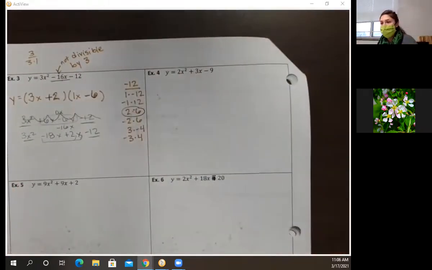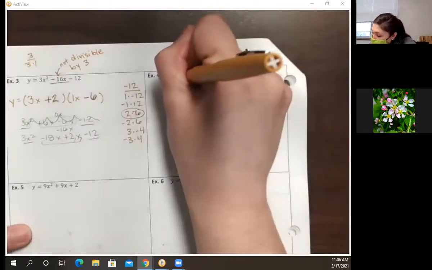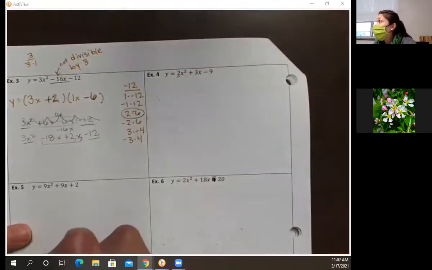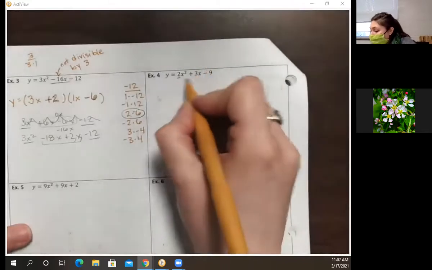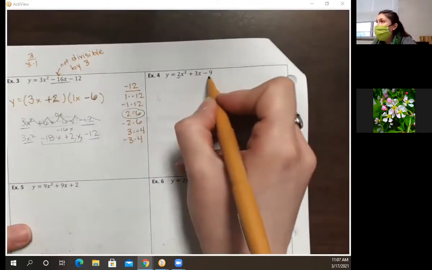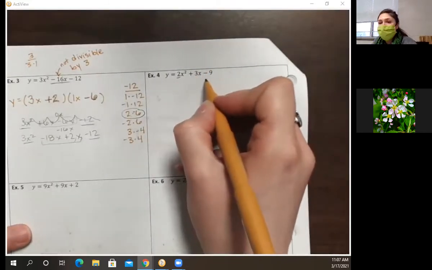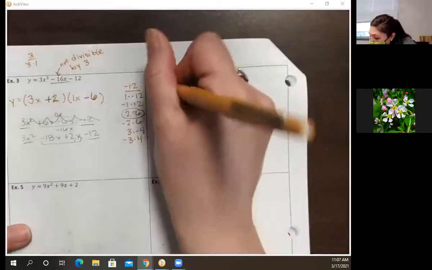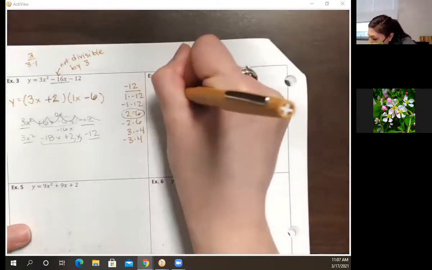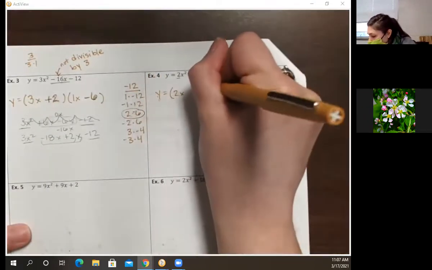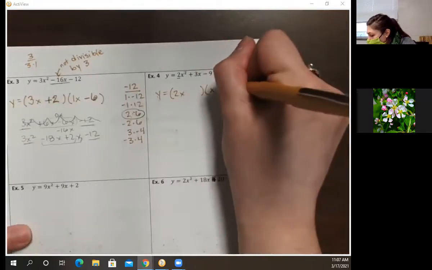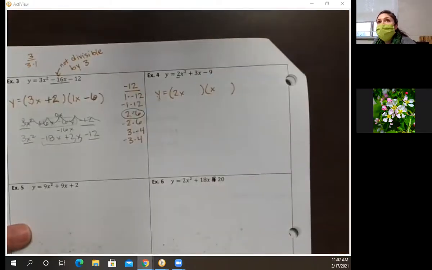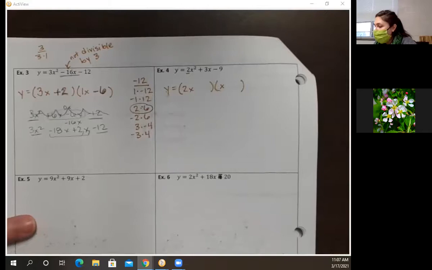Same idea. Again, nice thing here is that our lead coefficient is prime. It's not a GCF because 3 and negative 9 cannot be evenly divided by 2. So I can't factor it out like we did those first two problems. But since this is prime, I know I'm going to have a 2x and a 1x, or just an x. Since it's prime, it's got to be 2 and 1.